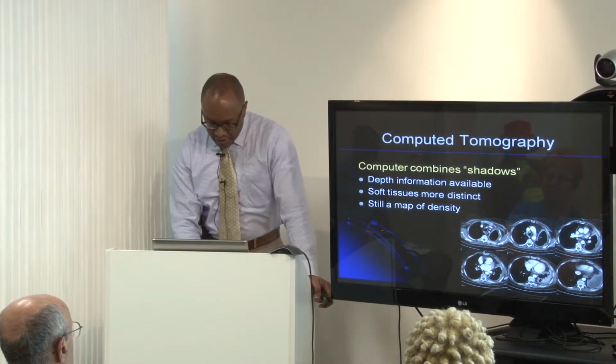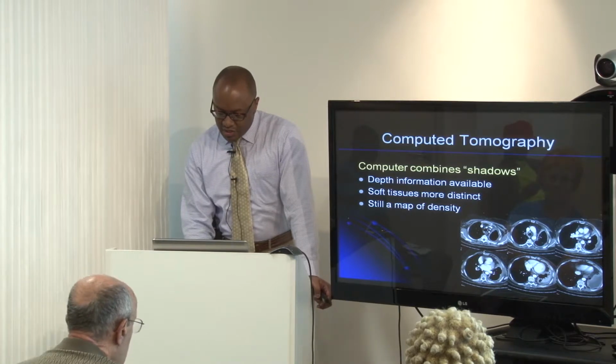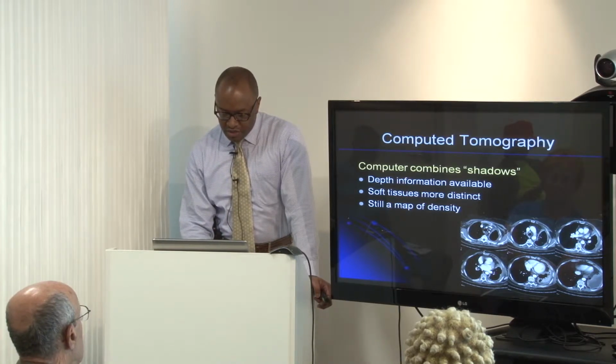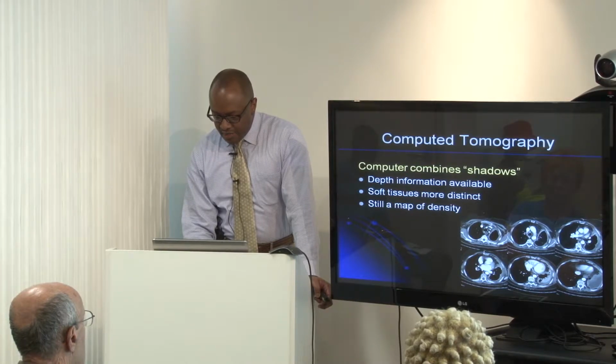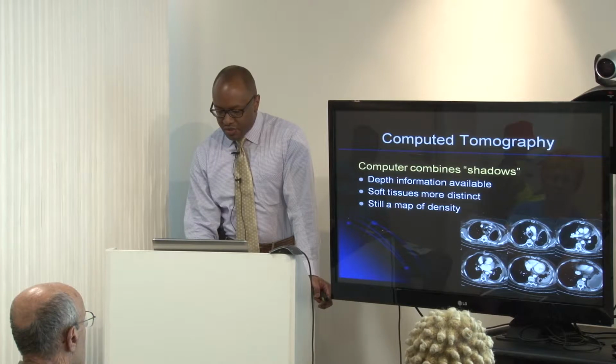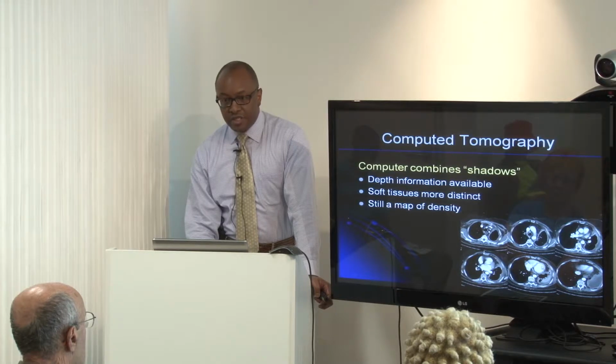Where we saw the heart as a big blob, now we can actually see some more information about the heart. So here's the heart, and you can actually see separate chambers. You can see that chamber there, and it's filled with bright stuff. What's the bright stuff in there? Blood. Why is it bright?